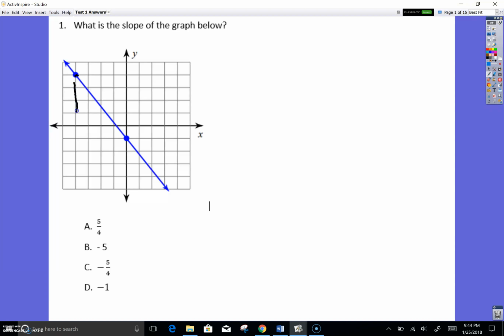If I go there, I go 1, 2, 3, 4, 5 down. So down is negative 5 over 4. Okay, 1, 2, 3, 4. So my slope is going to be, remember, change in y over change in x, which is negative 5 over 4.